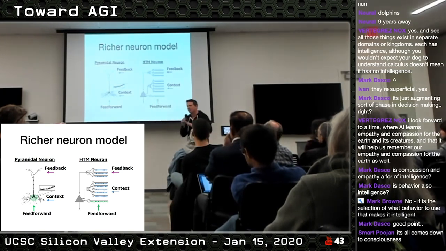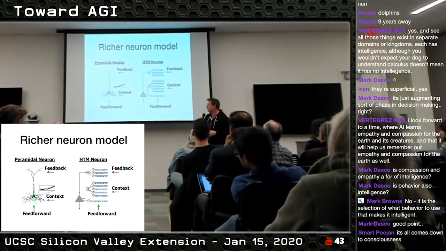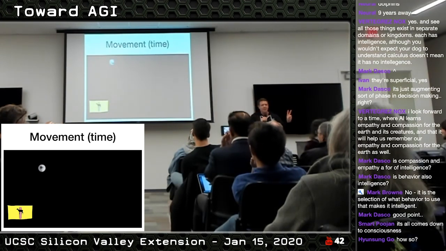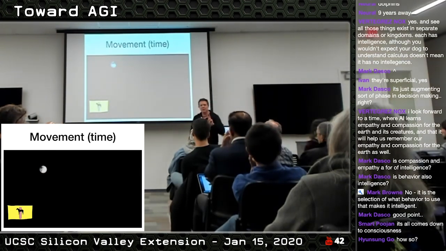And this is, again, something we have lots of theory about at my company. We think this is how sequences are learned in the brain, which is really important. The second thing that's missing, aside from the neuron model, do you have a question?